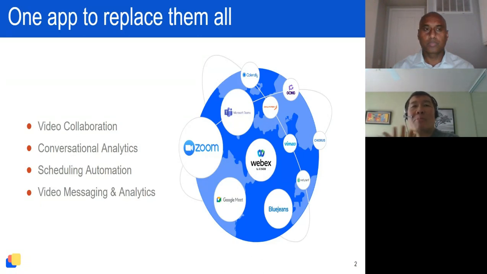And when we say there's four major pillars of CollabNow DVO: video collaboration, very similar to Zoom, WebEx, Teams; conversational intelligence, very similar to Chorus and Gong; scheduling automation, just like Calendly; and lastly, video messaging and analytics. So very similar to Vidyard, the ability to record a long video and gauge that engagement analytics on consumption. Those are the four major pillars.